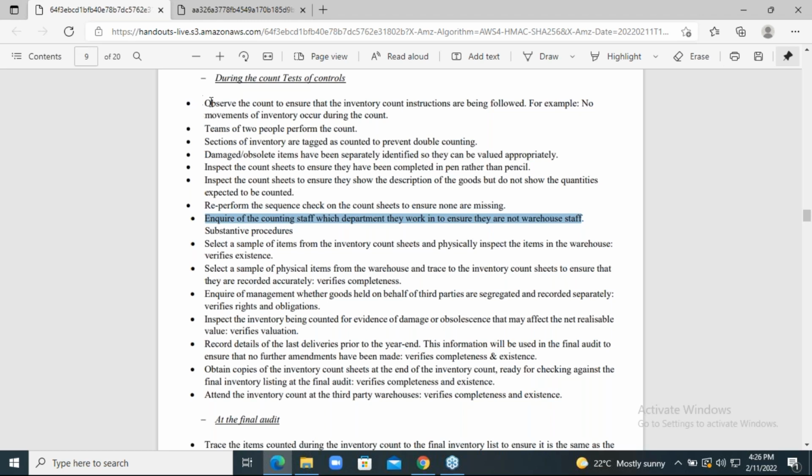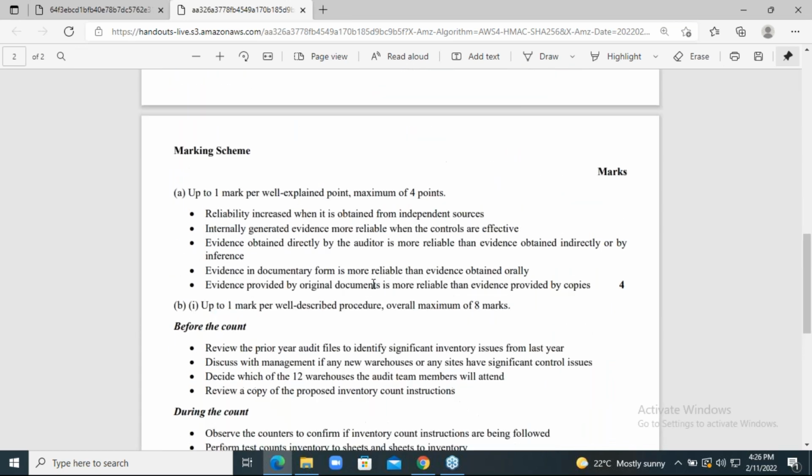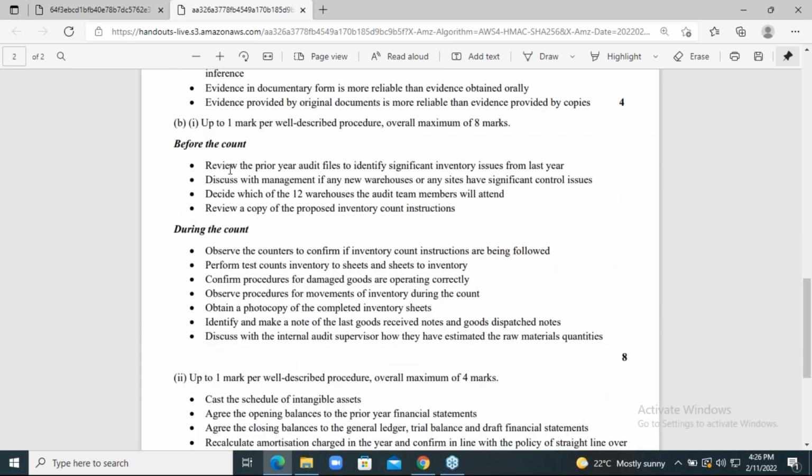These are straightforward procedures, nothing special about them. So generic procedures should be memorized with concept. This is very important and ultimate. You can see according to the marking scheme, procedures for before the count and during the count.